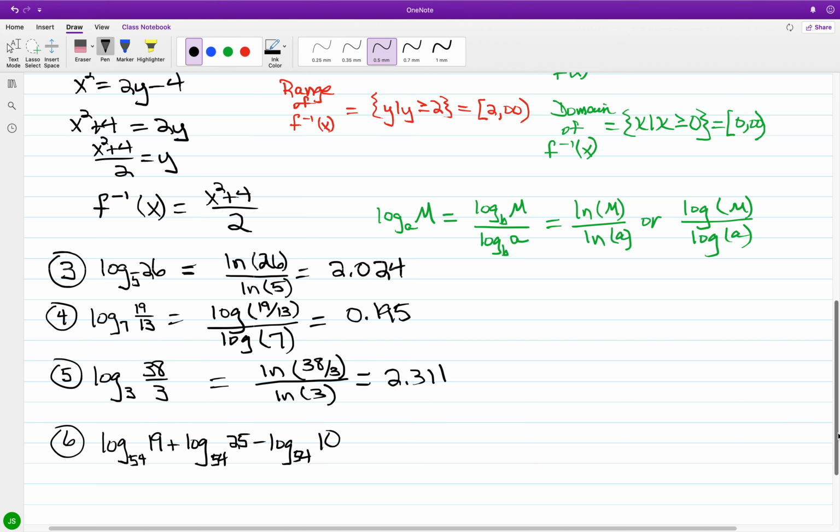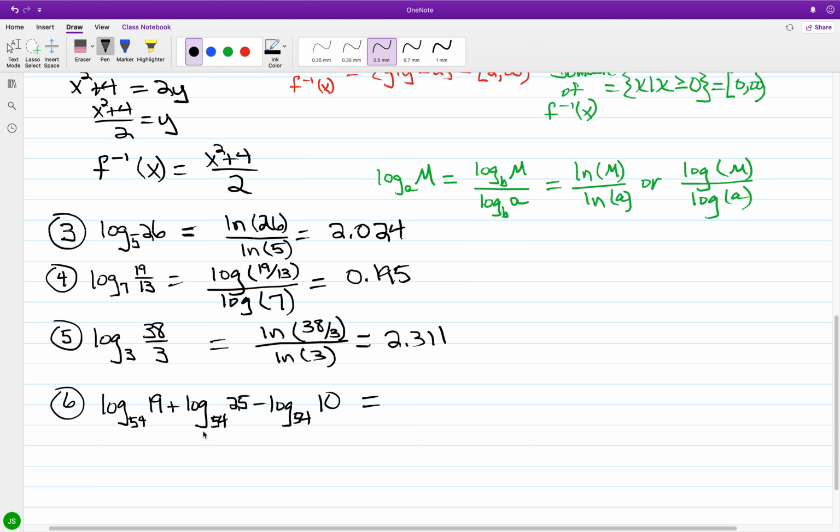Now for number 6, we have sums and differences of logarithms in the same base. When we gather expressions in the same logarithmic base into a single term, addition implies multiplication of the attachments, whereas subtraction implies division. With the first 2 terms added together, 19 and 25 are going to multiply each other, and with the subtraction of the base 54 logarithm of 10, 10 is going to divide what we have for 19 times 25. So 19 times 25 divided by 10 comes out to the base 54 logarithm of 47.5.